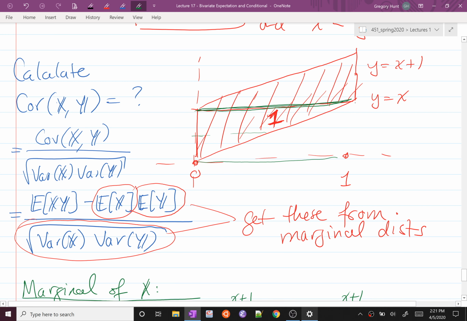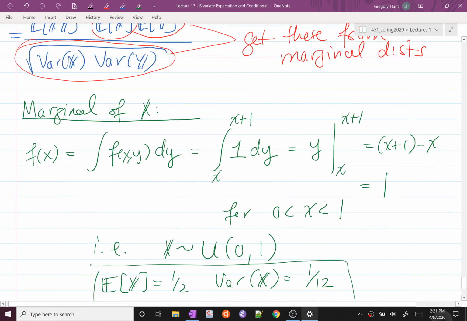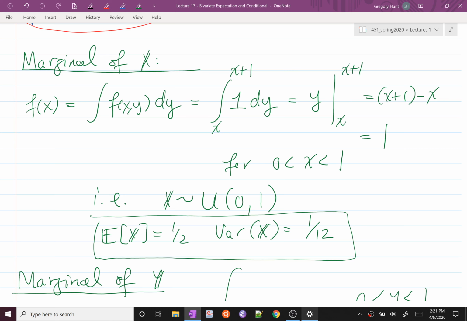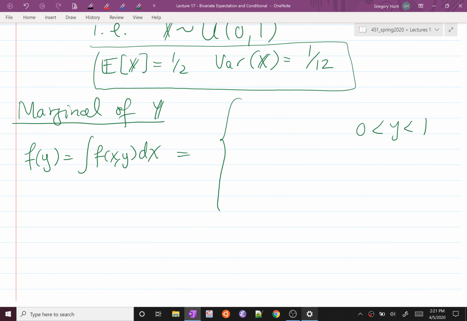then x goes from 0 to y, right? If y is here, x goes 0 to this point, which is the point y is equal to x. So in this case, it's the integral of our joint PDF, which is just 1, and it goes from 0 to y, integrate with respect to dx. That just gives us y.